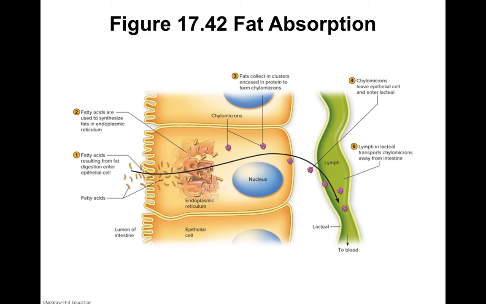Fatty acids result from fat digestion, and they enter the epithelial cells. Inside the epithelial cells, fats are synthesized in the endoplasmic reticulum. Those fats collect in clusters that are encased in proteins and form a structure called a chylomicron. That chylomicron leaves the cell, goes into the lymph lacteal, and in the lymph it is carried back through the lymph system to the subclavian vein and back into the circulation at that point.